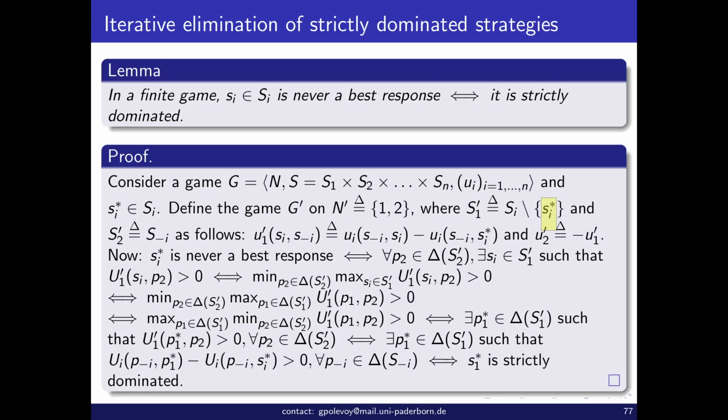Player 1 in the new game, and confusion between i and 1, but you will see why. It's still clear, I hope. There is a strategy of player 1 in the new game, or there is a strategy of player i, which is not Si', because the strategies of player 1 are exactly the strategies of player i besides Si'. Such that that strategy is better than Si', regardless of what the others do. It means that Si' is strictly dominated. Okay. Yes, that's exactly what it means.